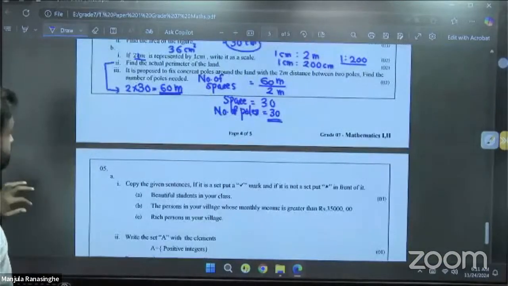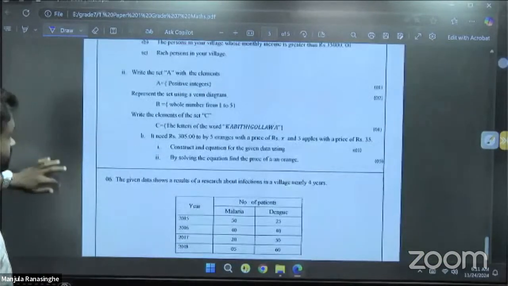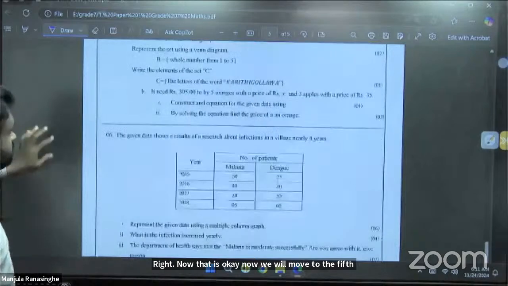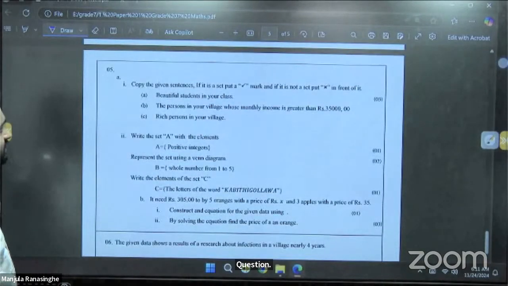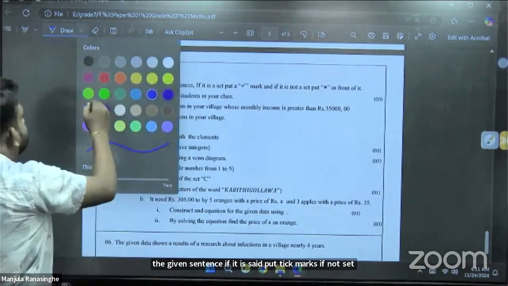Now we will move to the fifth question. Copy the given sentence. If it is a set, put tick marks. If it is not a set, put cross marks.